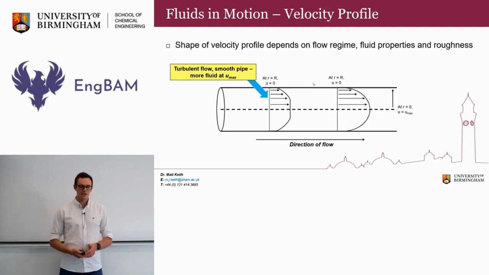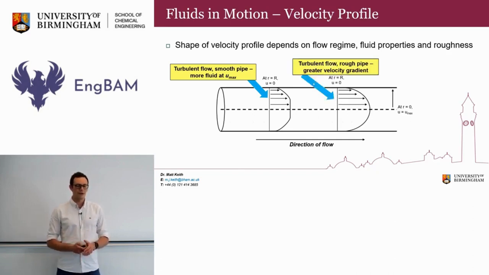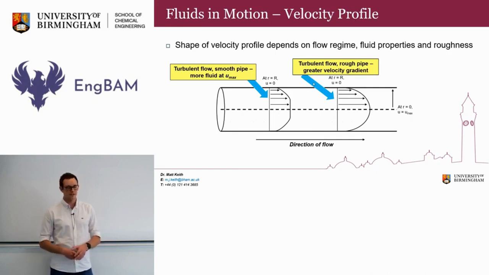As we increase the roughness of our pipe, the flatness of that profile will decrease, and we end up with more of a parabolic shape again, because there's more friction at the pipe surface, there's a thicker layer of molecules that have 0 or low velocity, and that means we end up with a more shallow curve and a greater velocity gradient.